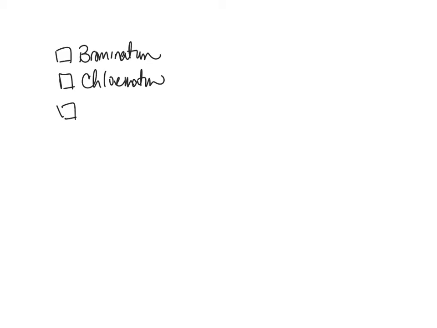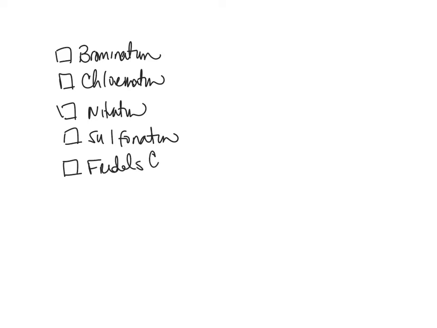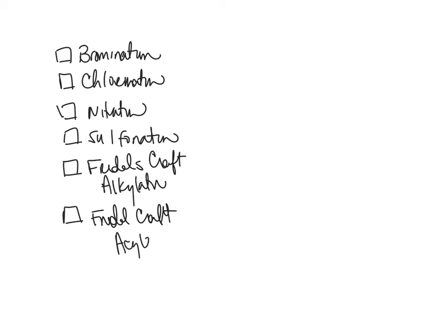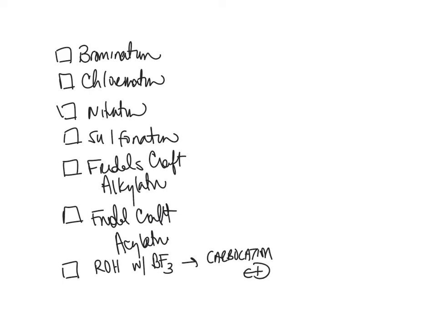So the reactions in this chapter that you're going to be responsible for are bromination of benzene, chlorination, if you want to make reaction sheets, nitration, sulfonation. We'll do Friedel-Crafts alkylation. And we'll do Friedel-Crafts acylation. And then we'll also show you how you can take alcohols and react them with Lewis acid to generate a carbocation, and that will be your strong electrophile that can then be added.